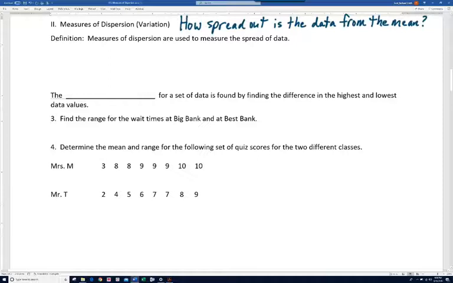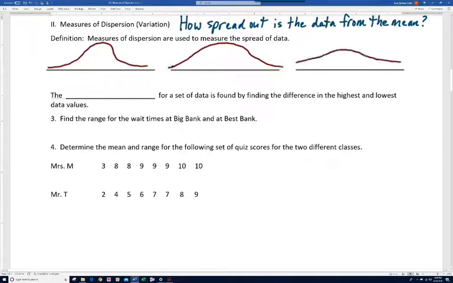So I'm going to give you 3 graphs. And you can see on the first one here, the data is not all that spread out. Most of it's very close to the mean. And so we would say this has a low measure of variation, or the measure of variation would be low. In the middle graph here, you can see things are a little bit more spread out. This would be a moderate measure of variation. And then finally on the last one, you can see that the data is quite spread out, and so we have a high measure of variation.